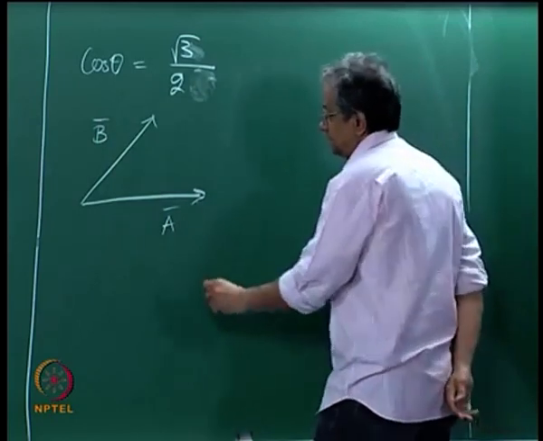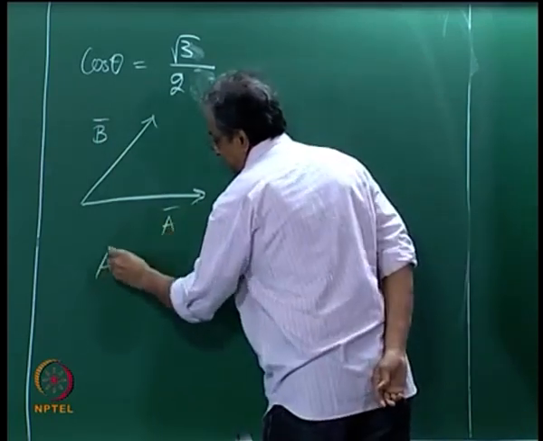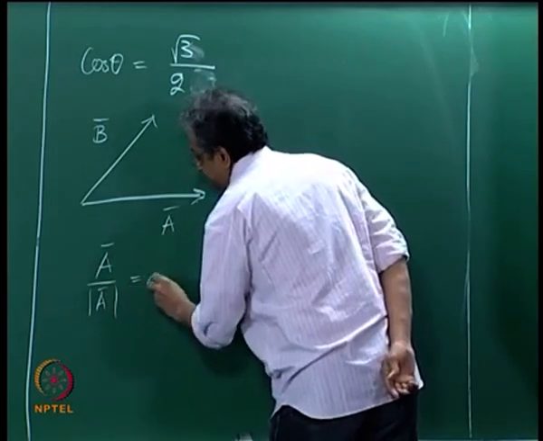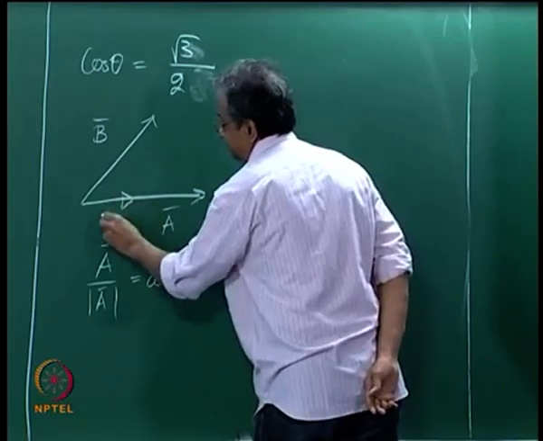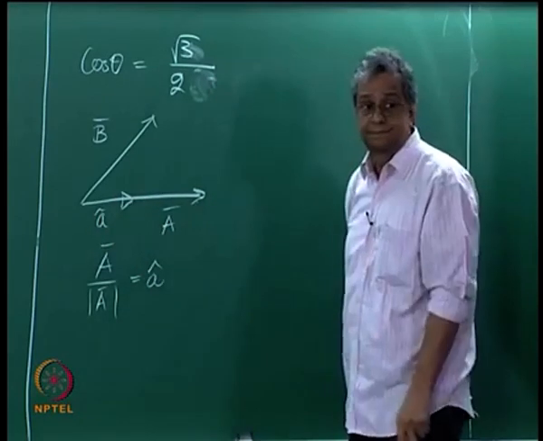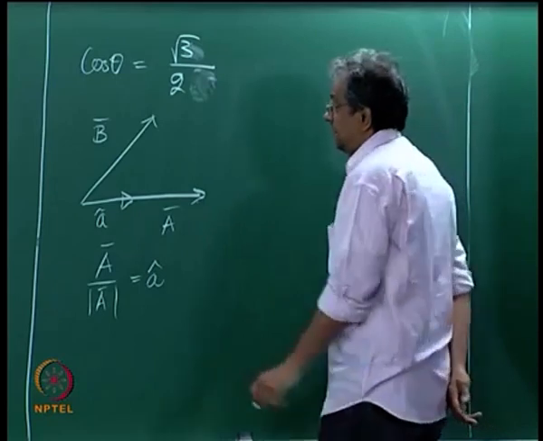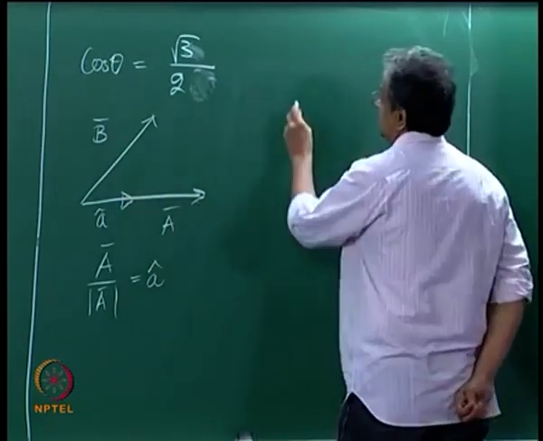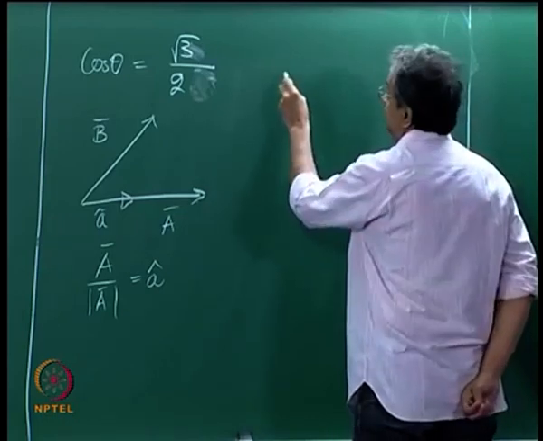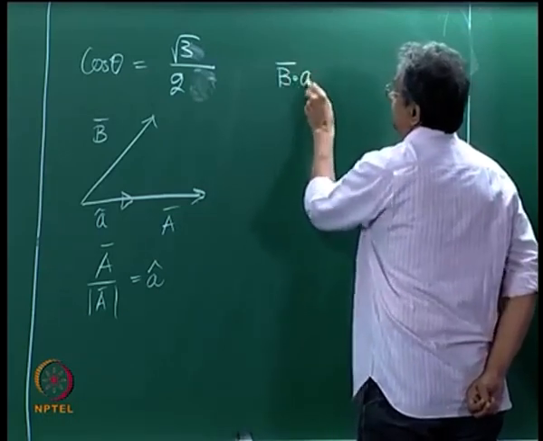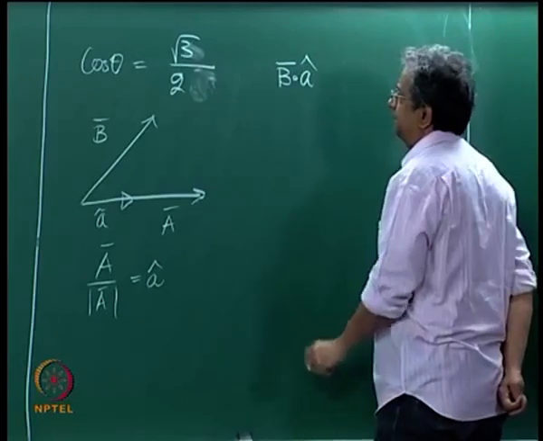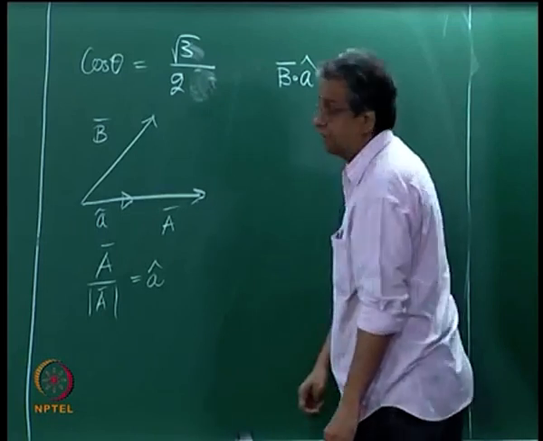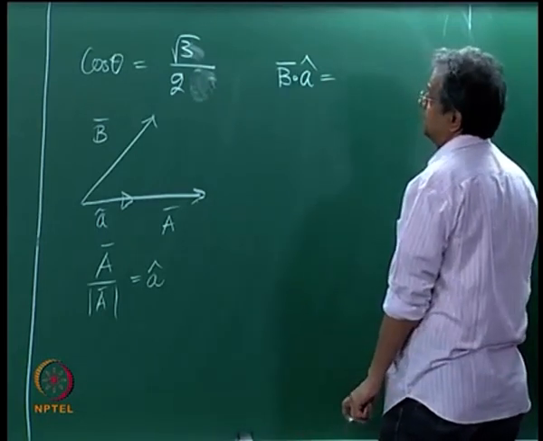right? From A, of course, I can get the unit vector, little a, which is A hat. And I can find the projection of B on A. How do I find the projection of B on A? I take B dot A. B dot A gives me the projection, the component of B that is along A, right?